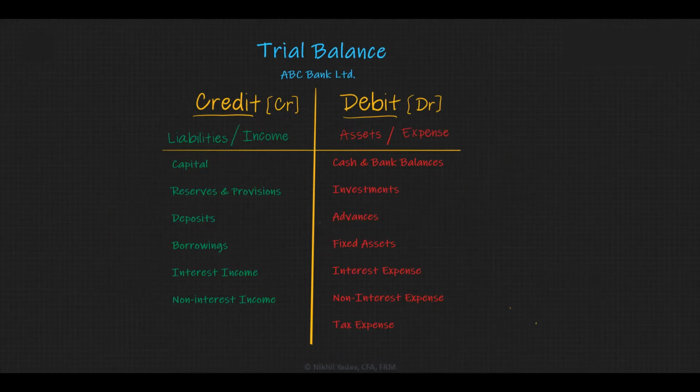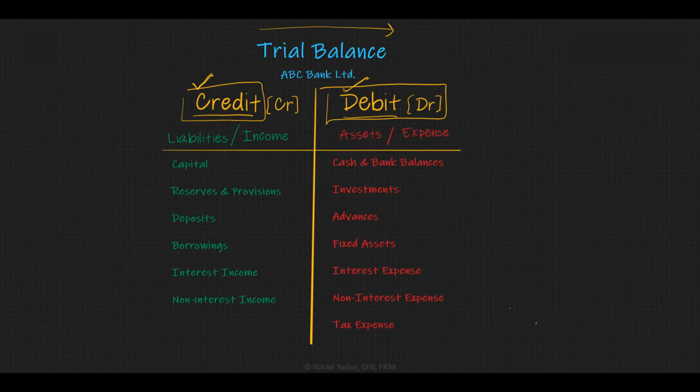Okay, one more thing. People often get confused which side is the credit side and which side is the debit side. It's hard to remember and it's easy to forget. So you can remember it like this. Alphabetically, C comes before D and we write from left to right. So the left side will be starting with C, the credit side, and the right side will be debit side.